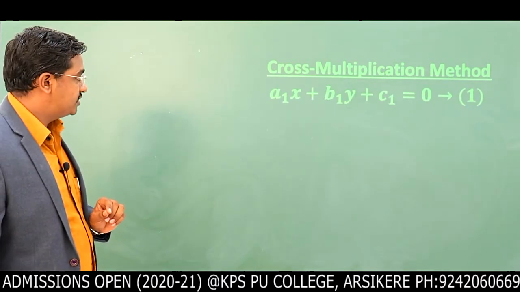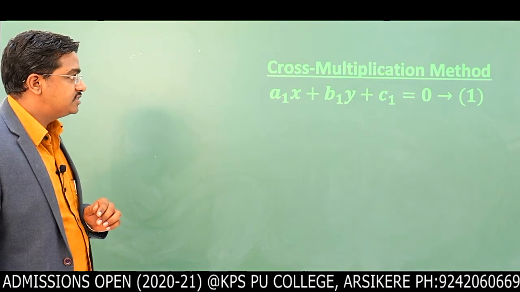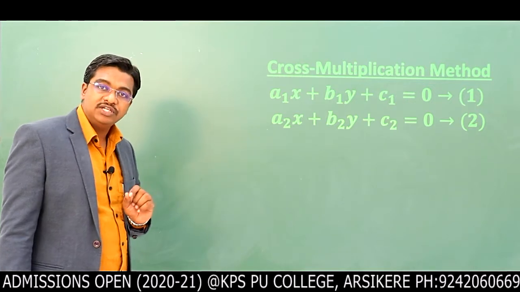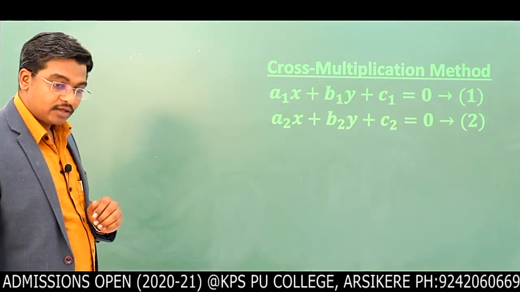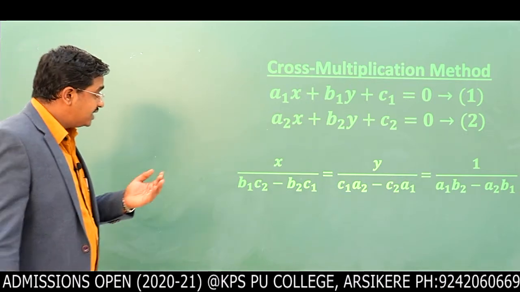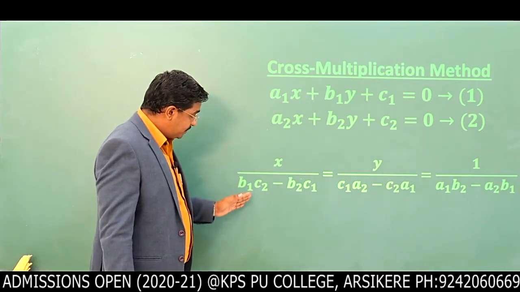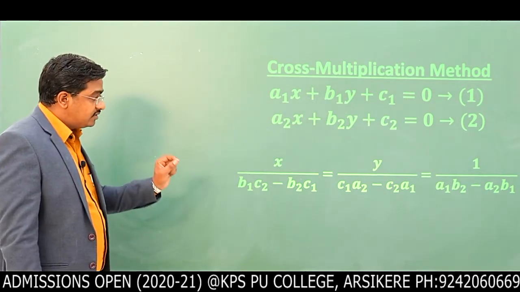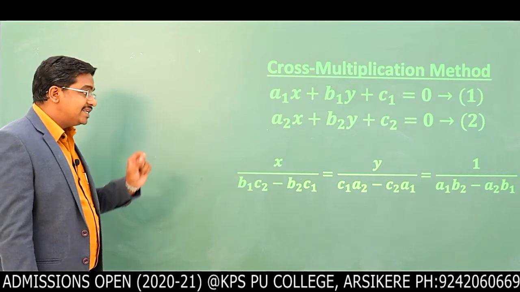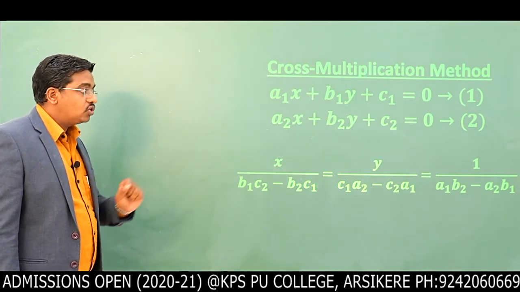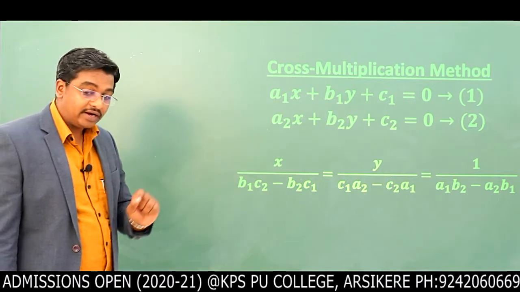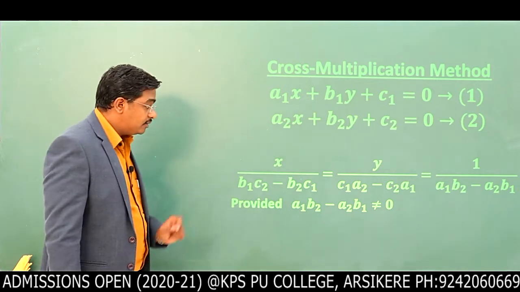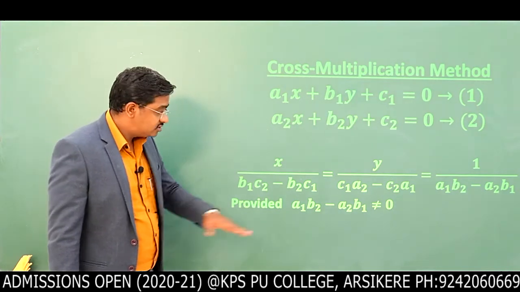First here we have the two equations: a1x plus b1y plus c1 is equal to 0, call this equation number 1, and the second one a2x plus b2y plus c2 is equal to 0, call this equation number 2. So what about x and y here? x divided by b1 c2 minus b2 c1 is equal to y divided by c1 a2 minus c2 a1 is equal to 1 divided by a1 b2 minus a2 b1, provided what is the condition here? This term, a1 b2 minus a2 b1, need not be 0, so this value is not equal to 0.